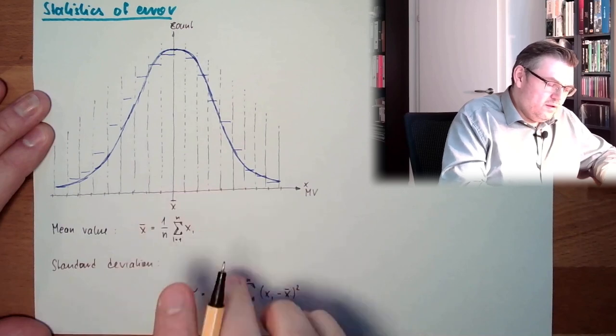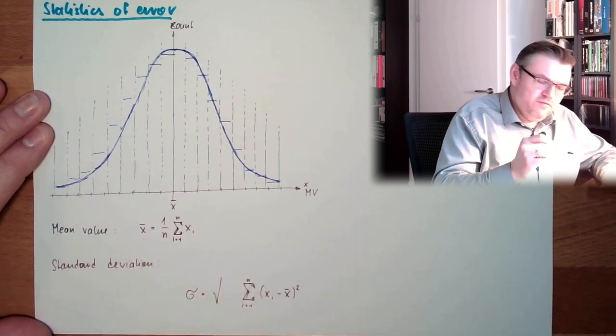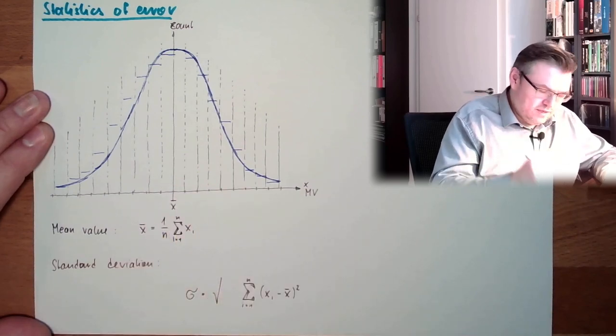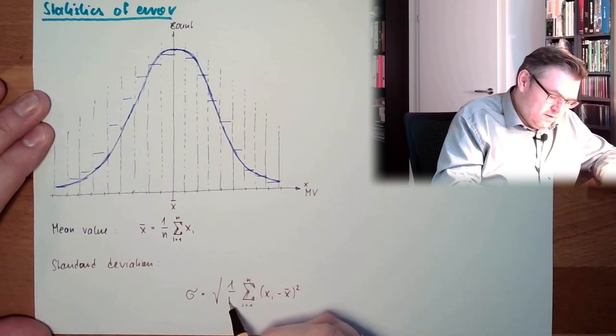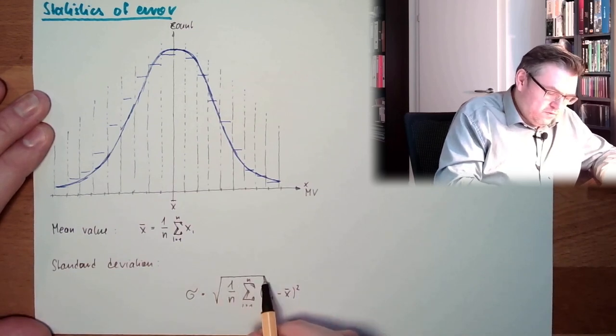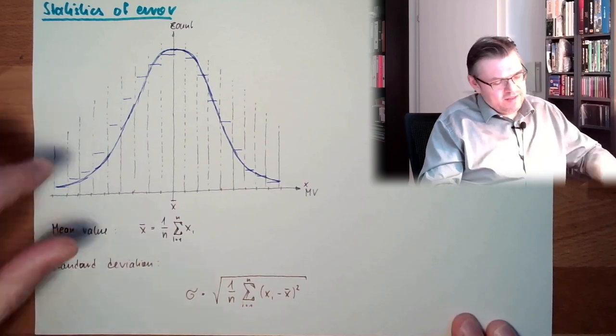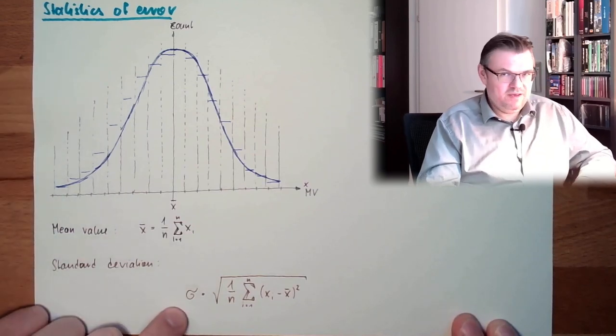So larger differences have more influence, and then I divide by the count of measurements. This is the typical standard deviation.